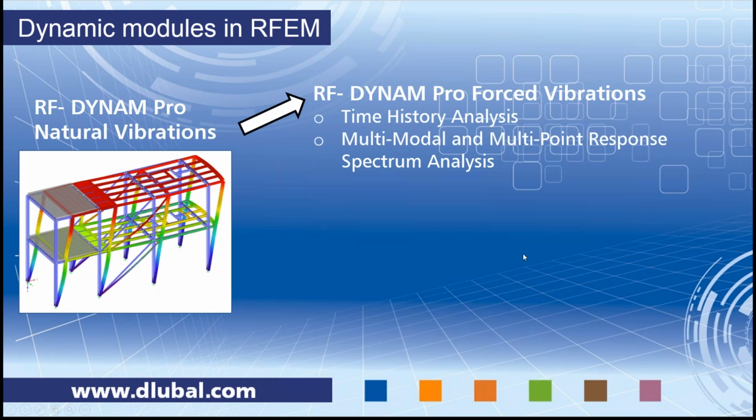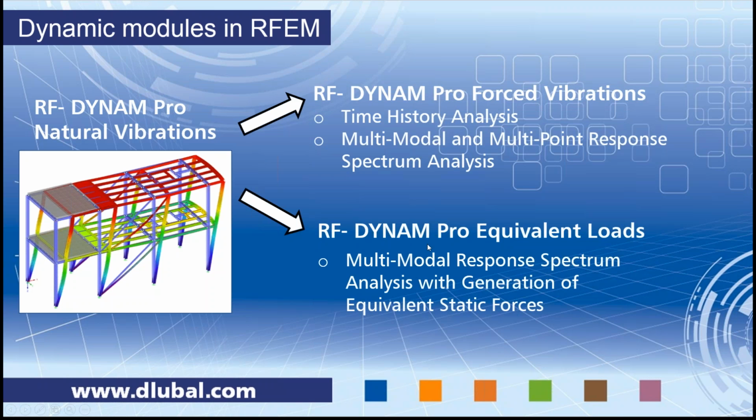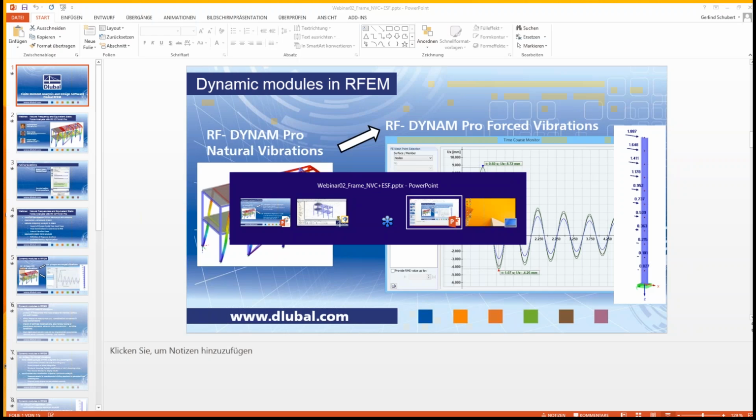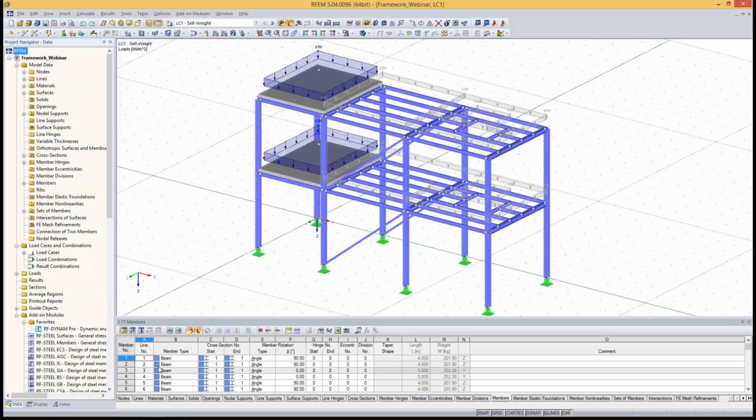The second module, and this is what we use today, is RF-DYNAM Pro Equivalent Loads. This is based on a multimodal response spectrum analysis, and this module explicitly generates equivalent static forces, so you get load cases and result combinations exported from this module. So, and now it's time to switch to the RFEM. Where is it? It's here.